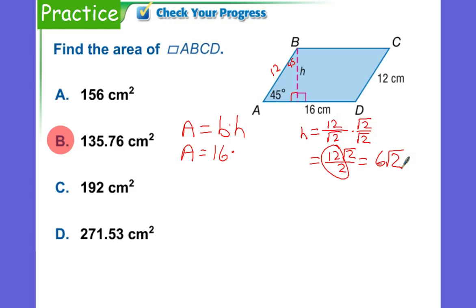Okay, so 16 times my height over here, which is 6 root 2. Now, if it said give me an exact answer, you would multiply the 16 and the 6, and you would put 96 root 2. That's your exact answer. But your answer choices are decimals, so rounded answers. So if you plug that in your calculator, you get approximately this answer.